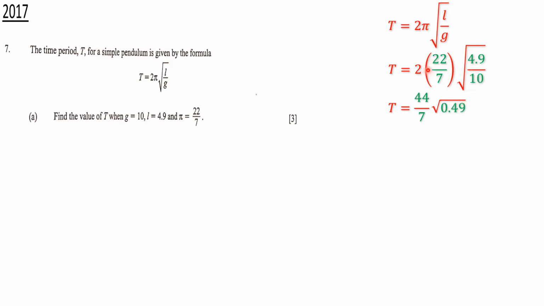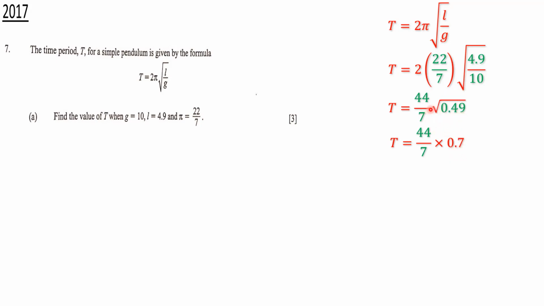Now let's multiply. Well, 2 multiplied by 22 is going to be 44, and we keep the denominator, which is 7. And so now we have T equals 44 over 7 multiplied by the square root of 0.49. And what are we going to do? Let's take the square root of 0.49. What is the square root of 0.49? Now, you have to do it in your calculator, and you will get the answer of 0.7. So the square root of 0.49 is 0.7.